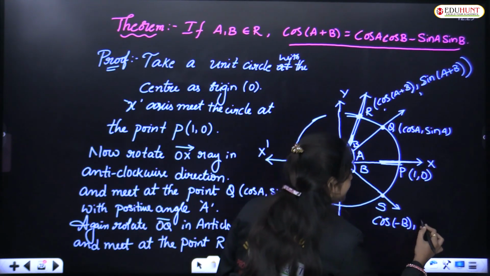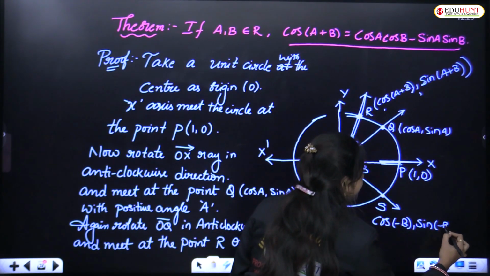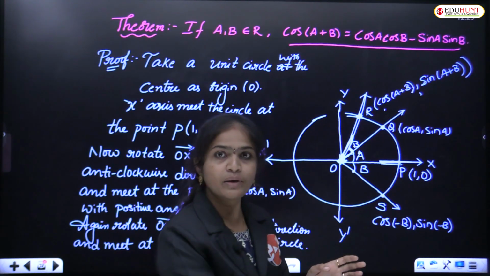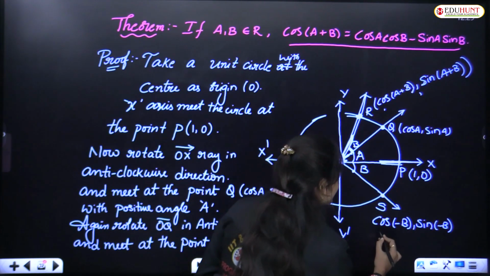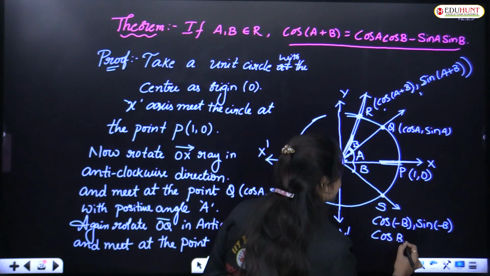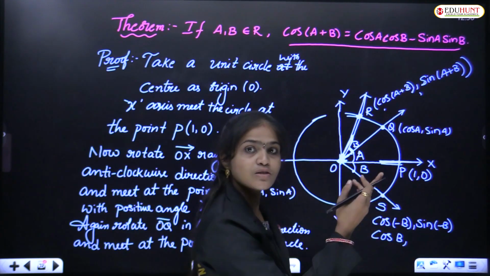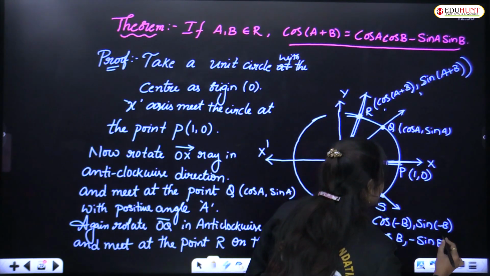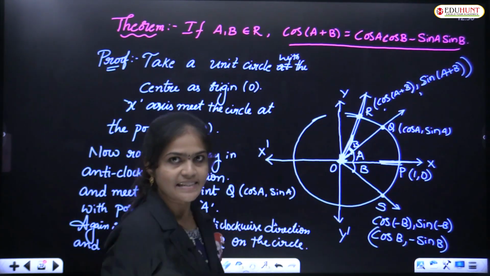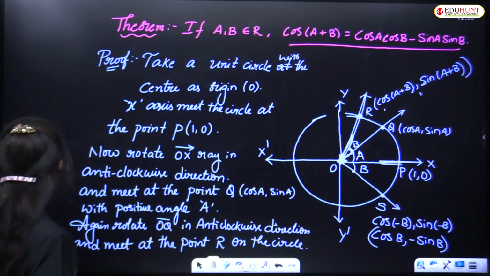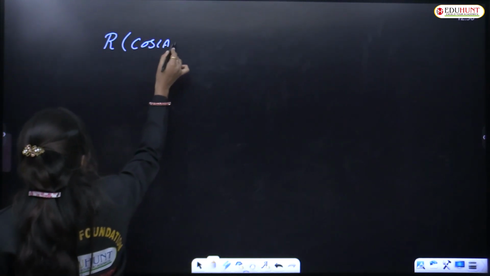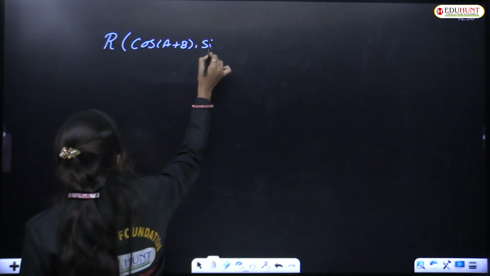Cos of minus B, sin of minus B. Here we know that cos of any negative angle is always positive, so this becomes cos B. And sin of any negative angle is always minus sin, so minus sin B. So these two are the coordinates of S. The R point is cos of A plus B, comma sin of A plus B.